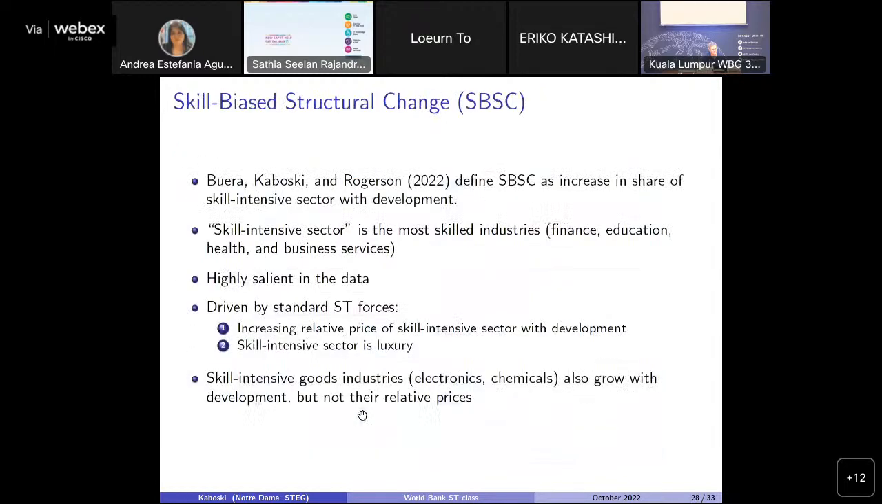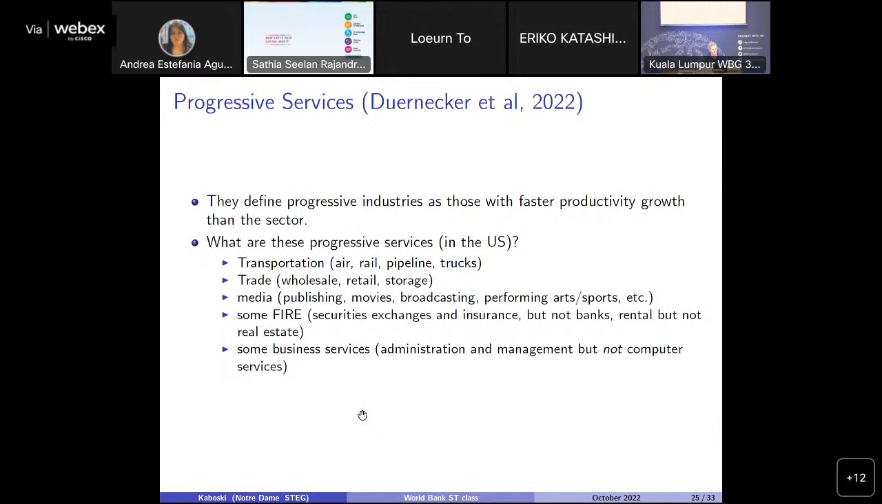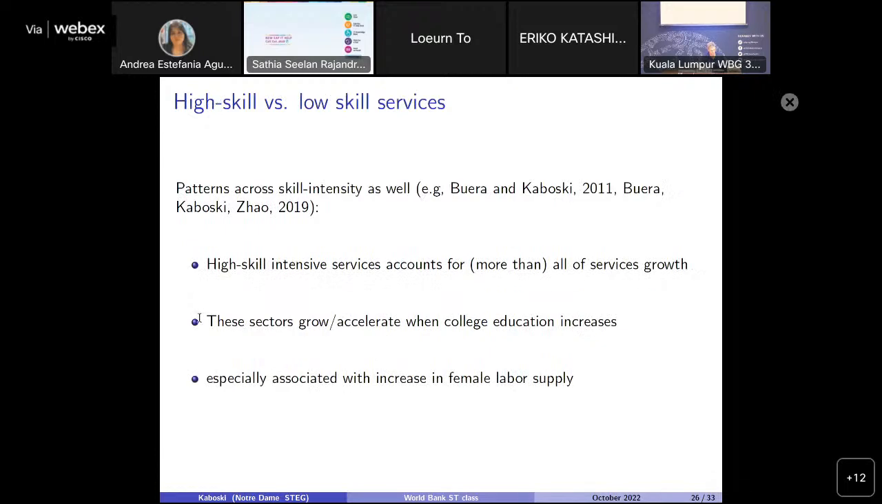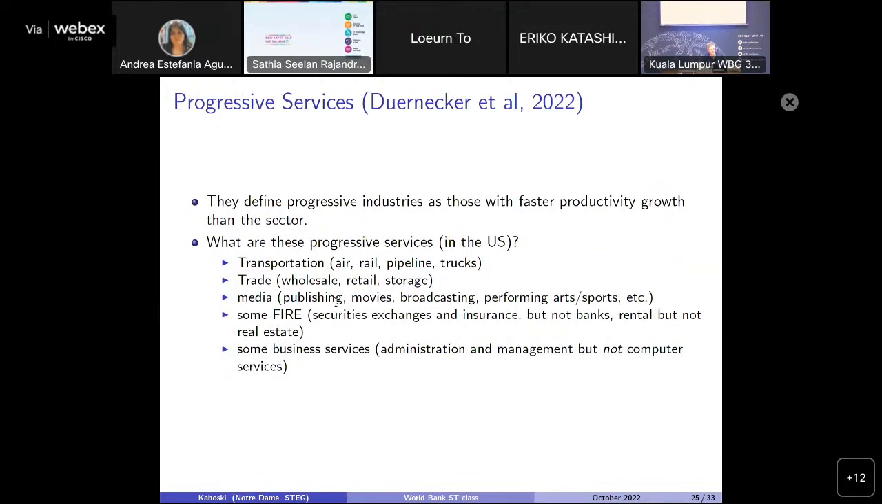I don't think I did show you which were the progressive services, and that's a mistake. Oh, here, I skipped over this somehow. These are the progressive services in the US. Transportation: air, rail, pipeline, and trucks, some of which are tradable, some not so. Trade: wholesale, retail, storage, and warehousing. Media: publishing, movies, broadcasting, performing arts, sports, museums, that kind of thing.